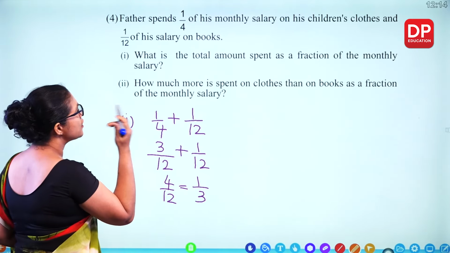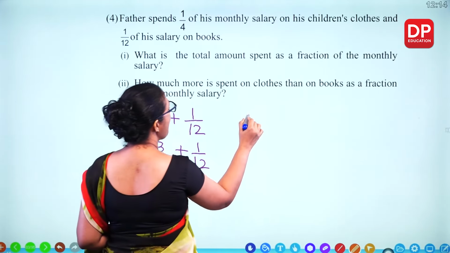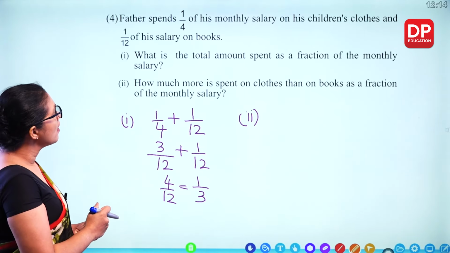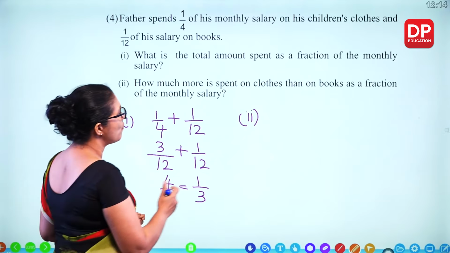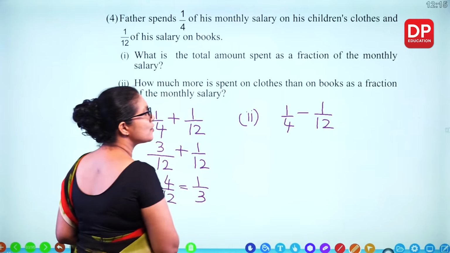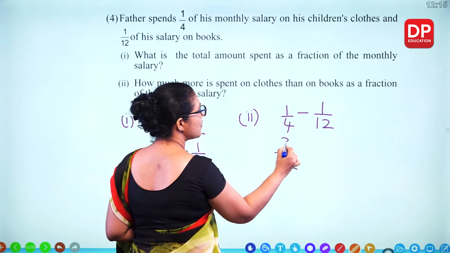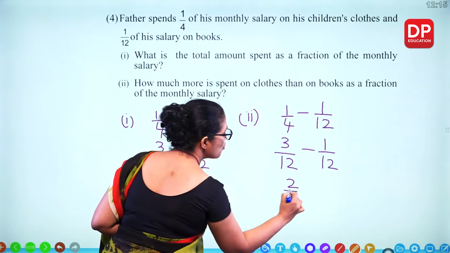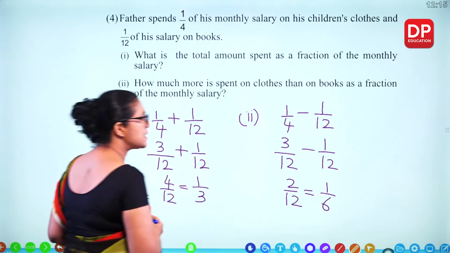Then how much more is spent on clothes than on books as a fraction of the monthly salary? That means the subtraction. Spent on clothes, that's 1/4. So 1/4 minus 1/12. So what's the common denominator? 12. Multiply by 3, you get 3 here. So subtraction, 3 minus 1, that's 2. 2 over 12 means divide by 2, you get 1 over 6.